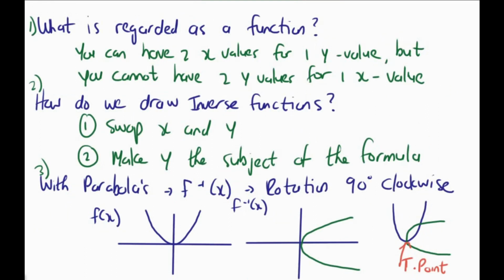Okay guys, I realize it's a bit of a tricky section, so I want us to answer 4 questions, okay? In order to understand this particular section, the first question we have to ask ourselves is what is regarded as a function? So a function is basically regarded as it must have 2 x values for one y value. It could also have 1 x value for 1 y value. That's fine. But you cannot have 2 y values for 1 x value anywhere in the function. Then it no longer qualifies to be a function. So that's the first important question.